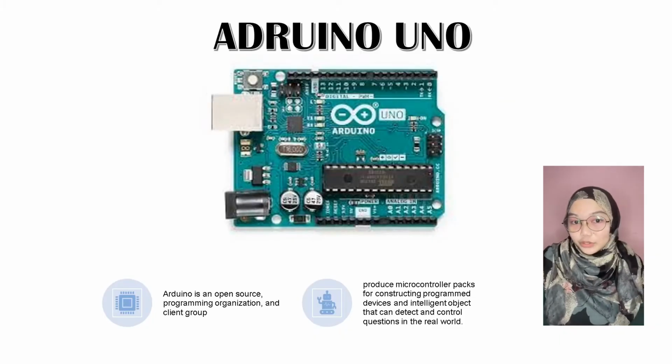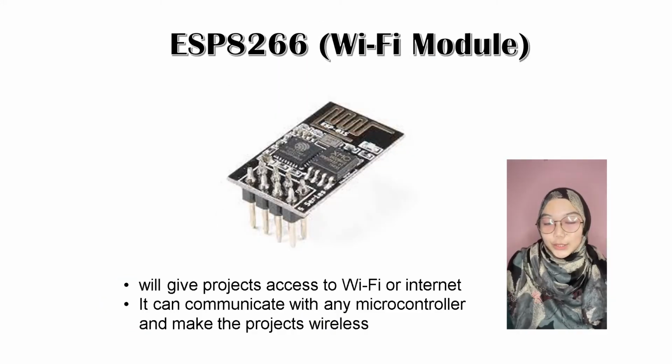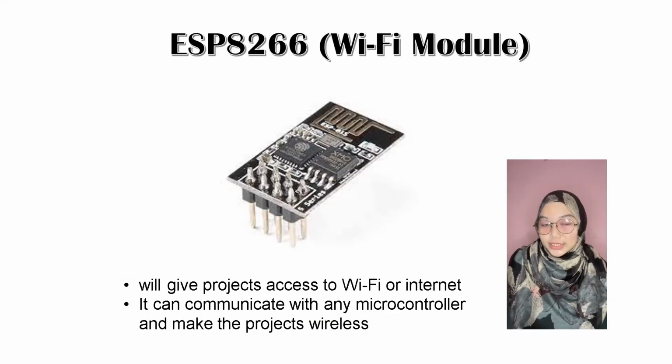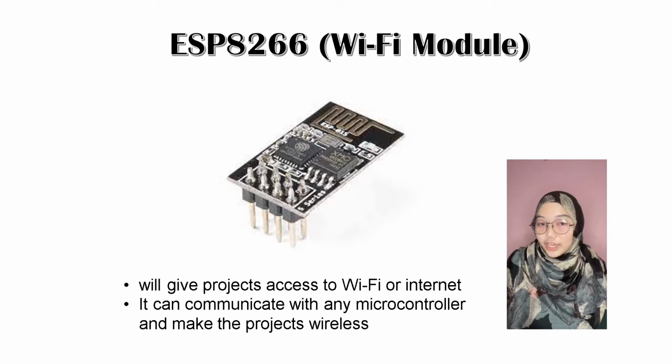The first component that we use is Arduino Uno. It is an open source programming organization and client group. It also produces microcontroller packs for constructing devices and intelligent objects that can detect and control things in the real world. Next is the ESP8266 Wi-Fi module. This will give the project access to Wi-Fi internet, and it can communicate with any microcontroller and make the project wireless.